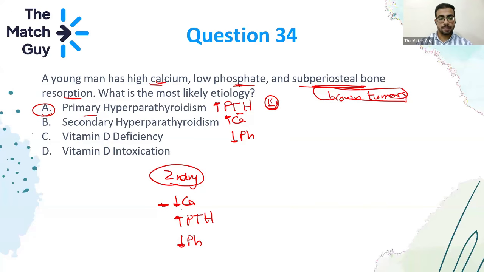But here is the caveat. What is the most common cause of secondary hyperparathyroidism? I want you guys to think of it. It's usually CKD, chronic kidney disease. In chronic kidney disease, I'm losing.